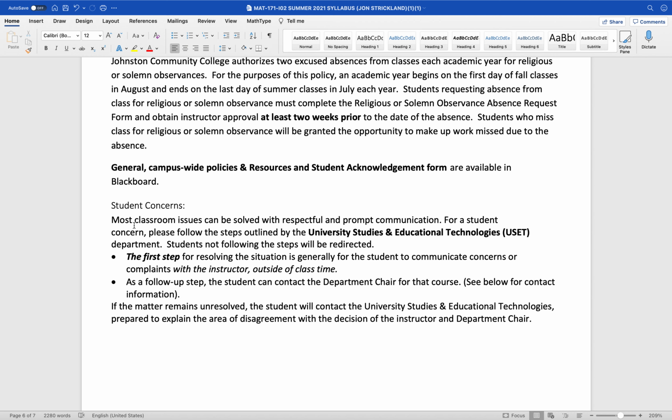For a student concern, please follow these steps outlined by the USET, or University Studies and Educational Technologies Department. Students not following the steps will be redirected. The first step for resolving a situation is generally for the student to communicate concerns or complaints with the instructor outside of class time. As a follow-up step, the student can contact the department chair for that course, and if the matter remains unresolved, the student will contact the University Studies and Educational Technologies. Be prepared to explain the area of disagreement with the decision of the instructor and the department chair.